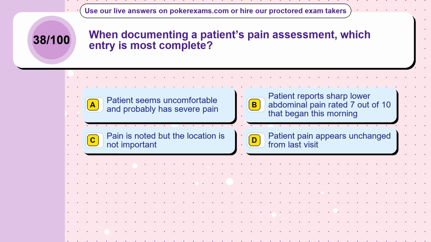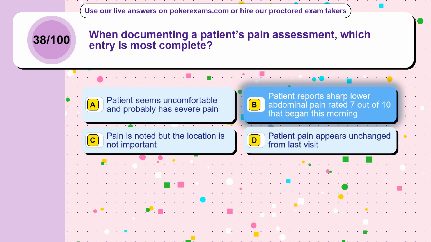Question 38. When documenting a patient's pain assessment, which entry is most complete? Option A, patient seems uncomfortable and probably has severe pain. Option B, patient reports sharp lower abdominal pain rated 7 out of 10 that began this morning. Option C, pain is noted but the location is not important. Option D, patient pain appears unchanged from last visit.